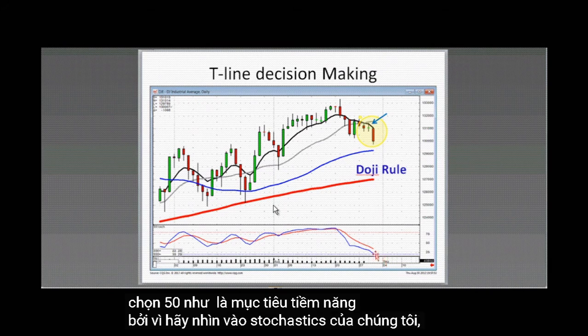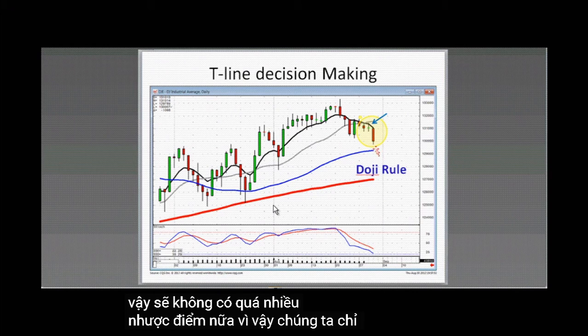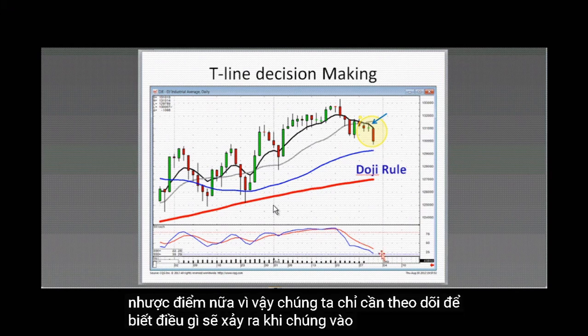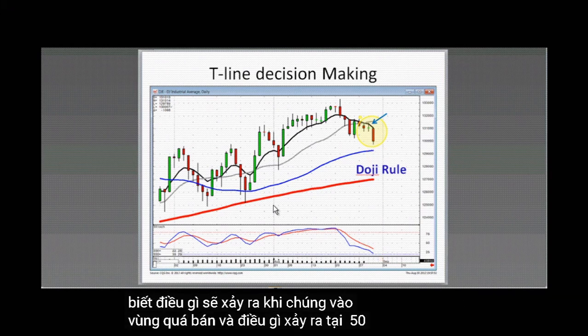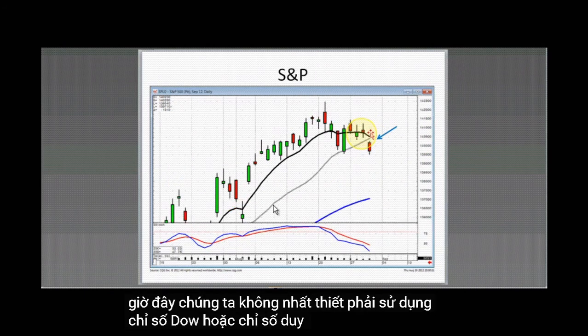Now, how come we pick the 50 as being the potential target? Because look at our stochastics. They're almost into the oversold area, so there shouldn't be too much more downside. So we're just going to watch to see what happens once they get into the oversold area and what happens at the 50.